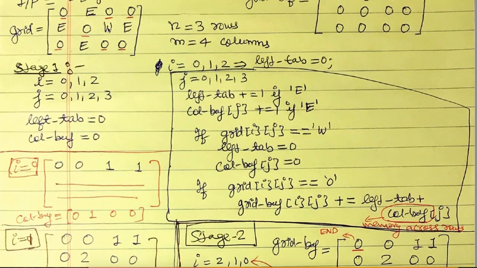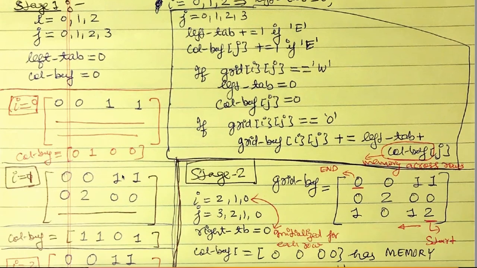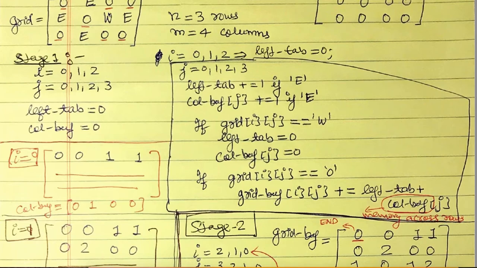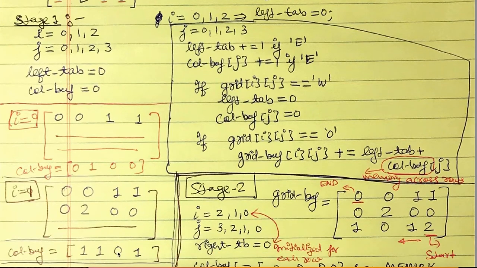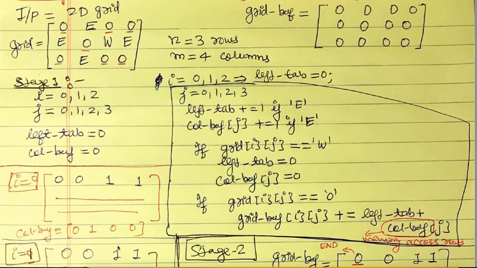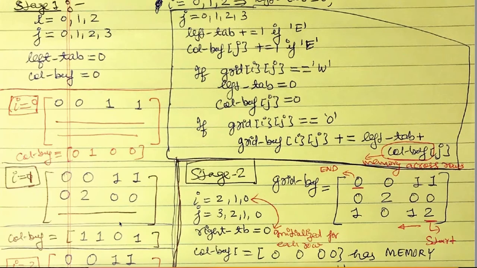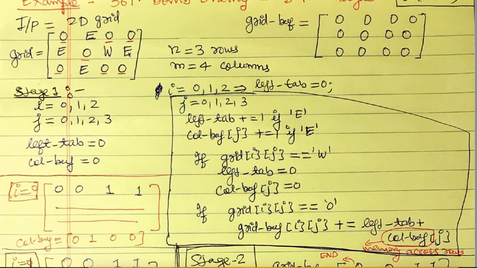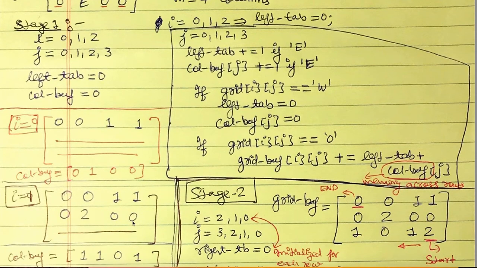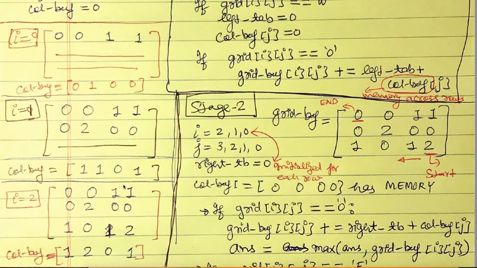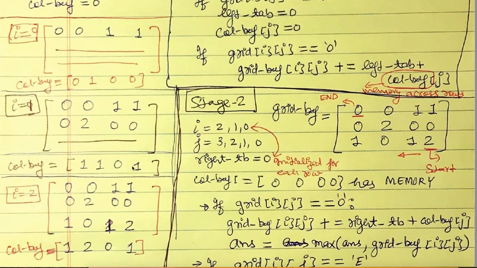Now we get W, which means we will reset column buffer and left both to 0. So now left tab becomes 0, and column buffer for the third column becomes 0, which was already 0, but now we have to keep it 0. And for W, nothing is updated, so column buffer for W is still 0. When we go to 4, this is enemy, nothing is updated, so grid buffer remains the same, but at this point the left tab is increased to 1 and column buffer is also increased by 1.